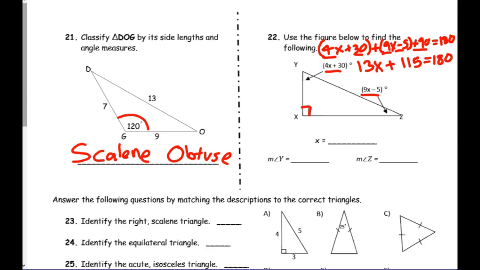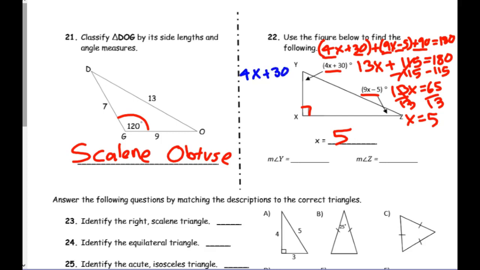Then we want to get rid of the loner, so minus 115, 13x equals 65. And then divide by 13, and you should get x equals 5. Alright? Now once I have x as 5, I'm going to plug it in to both these angles. So 4x plus 30 means 4 times 5 plus 30, which means 20 plus 30, which is 50 degrees.